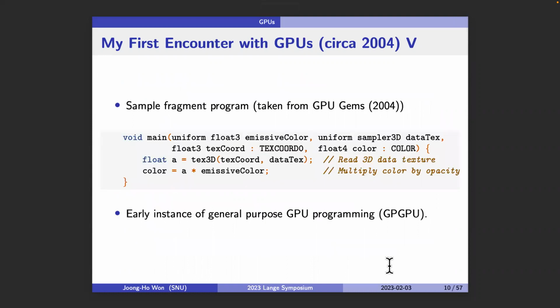And this is a sample fragment program that does this computation. It's written in something called OpenGL. And you see it does integral computation, but it's all written in the language of computer graphics, like texture coordinates and colors. But in a nutshell, it computes an integral. So it's an early instance of so-called general purpose GPU programming, or GPGPU.